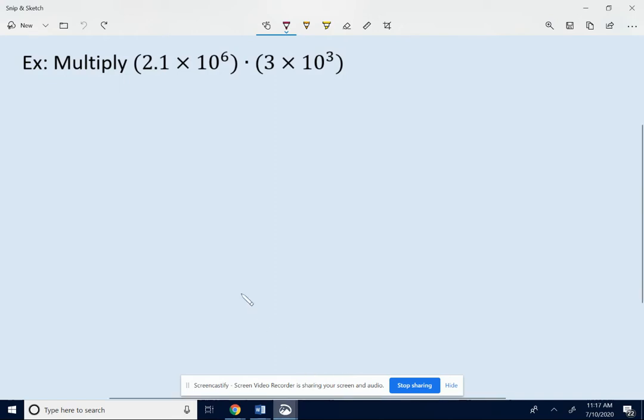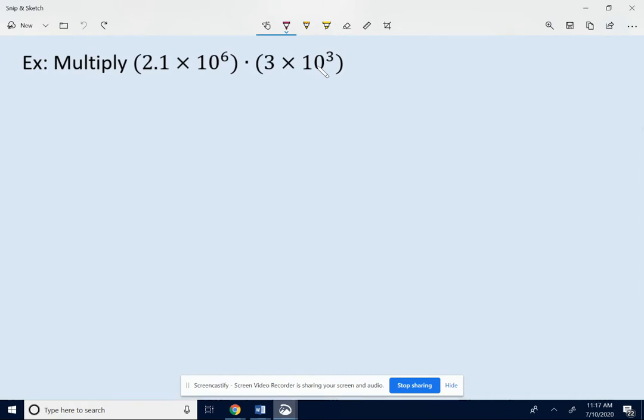Okay, if I had, for example, 2.1 times 10 to the 6 times 3 times 10 to the third, and I wanted to multiply those two numbers together, think about this a second. All four of these individual numbers, think of this as four individual numbers, they're all multiplied together, right? Well, if you have four numbers that are multiplied together, because of the commutative property, you can switch the order.